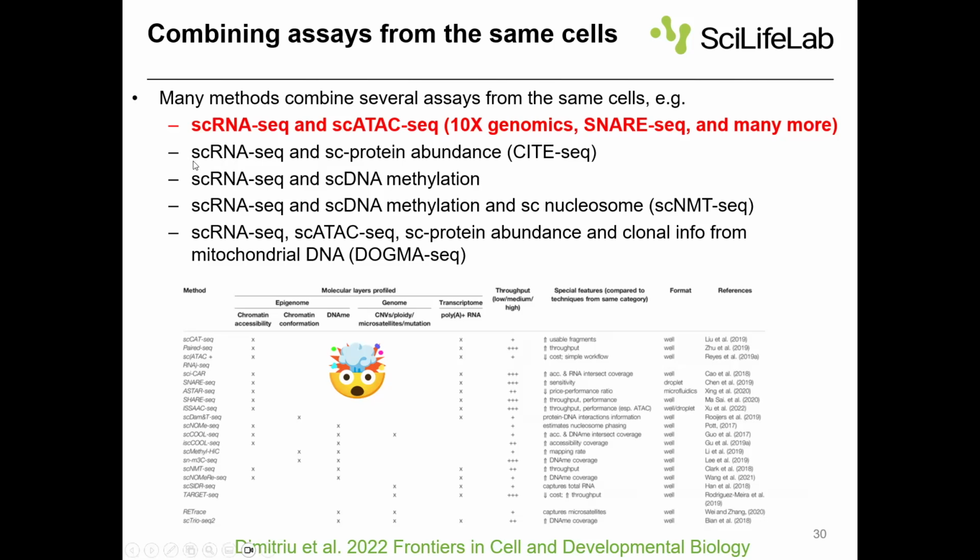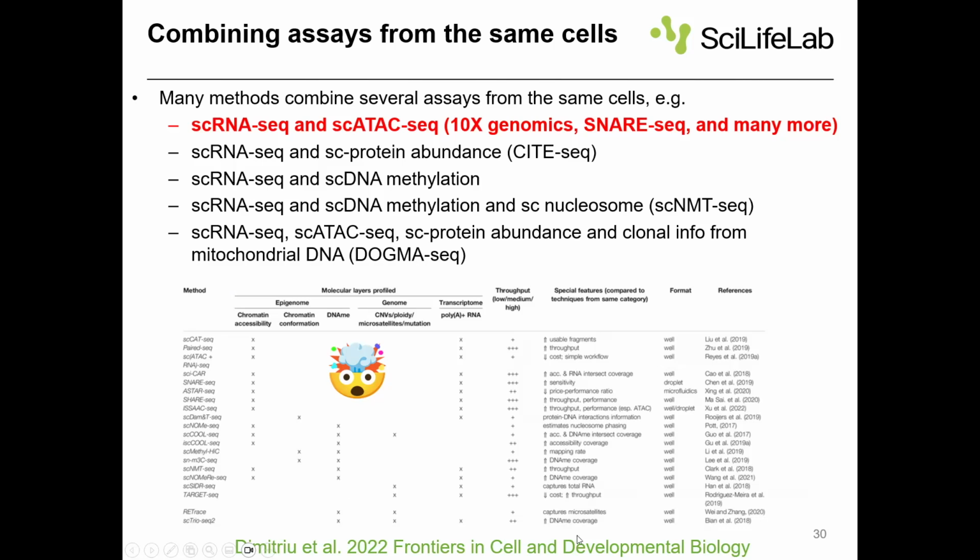Then there are methods, for example, single cell RNA-seq together with protein abundance for a selected panel of proteins, for example, CITE-seq. You can do single cell RNA-seq and DNA methylation from the same cells. This last one is called DOGMA-seq: you sequence single cell RNA, you do ATAC-seq on open chromatin, you get the abundance of some proteins, and you also get the DNA sequence clonality information for mitochondrial DNA. So they say that this covers the whole central dogma, so they call it DOGMA-seq.